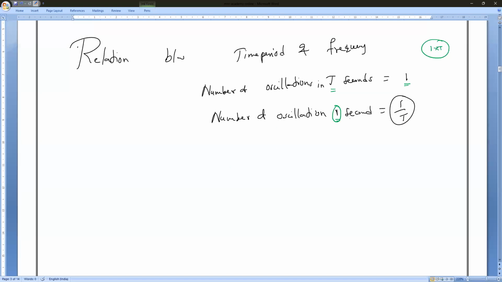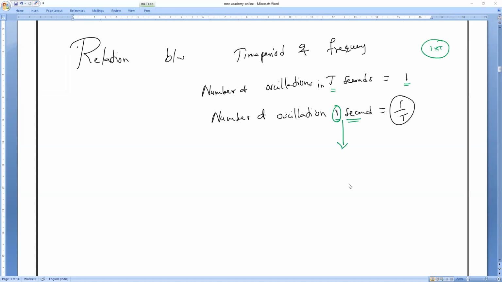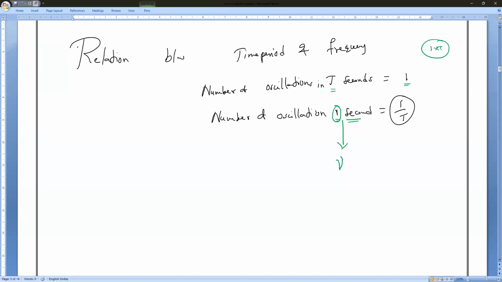So the number of oscillations in 1 second, we call something. Total number of oscillations per second, we call frequency. Frequency is equal to 1 by time period. Please note it. Very, very important.